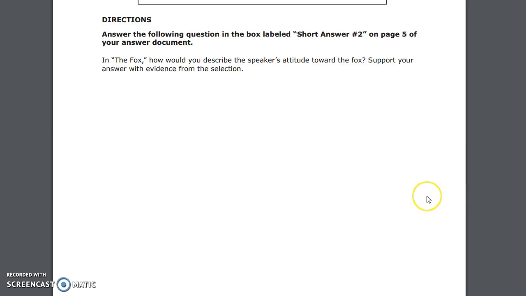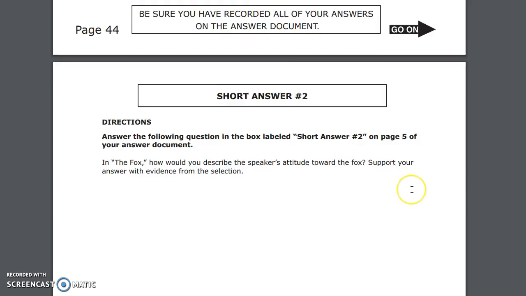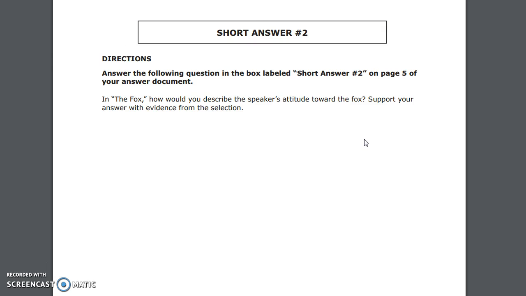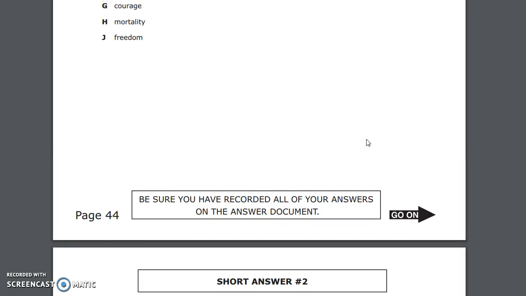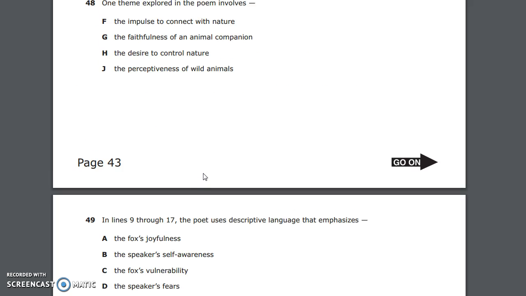Okay? So we've talked about reading, how to attack those reading passages. Make sure we read our short answer questions first, just like this right here. And we're going to take note of which passages are paired together so that we know. And then I'm also going to look at, are there questions that ask me about certain words that I need to use a dictionary on? For example, just look at this one. Certainty, courage, mortality, freedom. Well, if I don't know what mortality means, I need to make sure I look it up in the dictionary. So this would be a great time to get your dictionary out and look up that word. So I also want to be looking for questions that have difficult vocabulary.